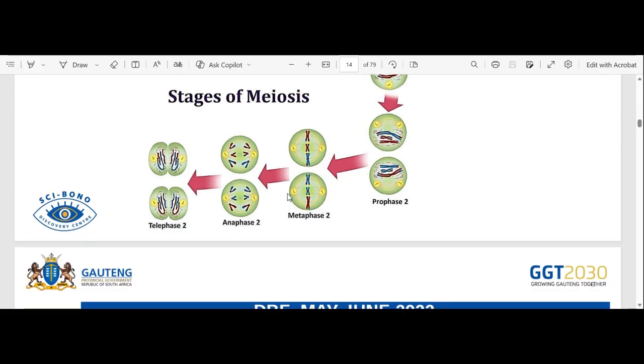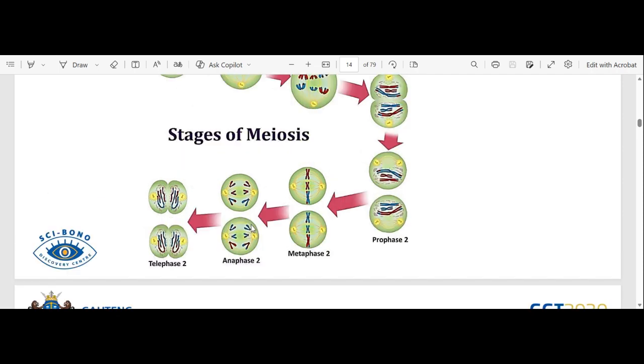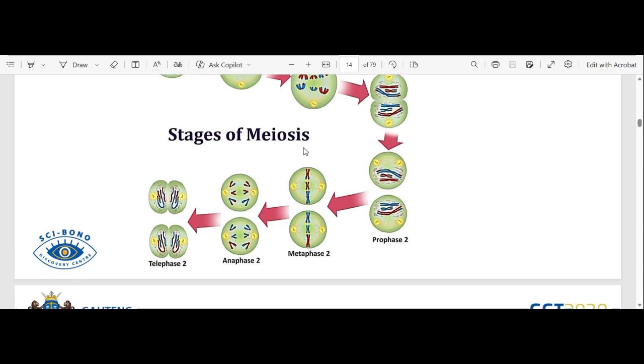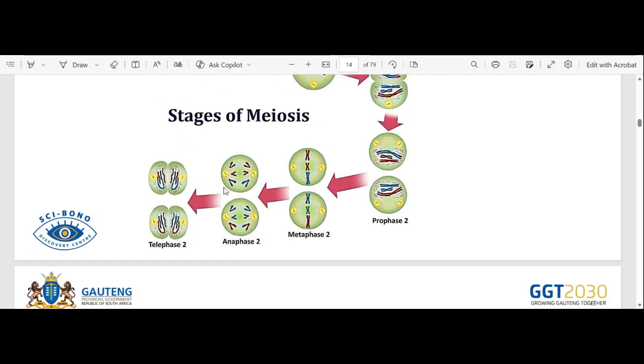Okay, now let's go to anaphase two. What happens in anaphase two? Chromatids are pulled apart to opposite poles by the spindle fibers, because as you can see, the spindle fibers are contracting during anaphase two. Whereas in anaphase one, chromosomes are pulled apart, in anaphase two, chromatids are pulled apart.